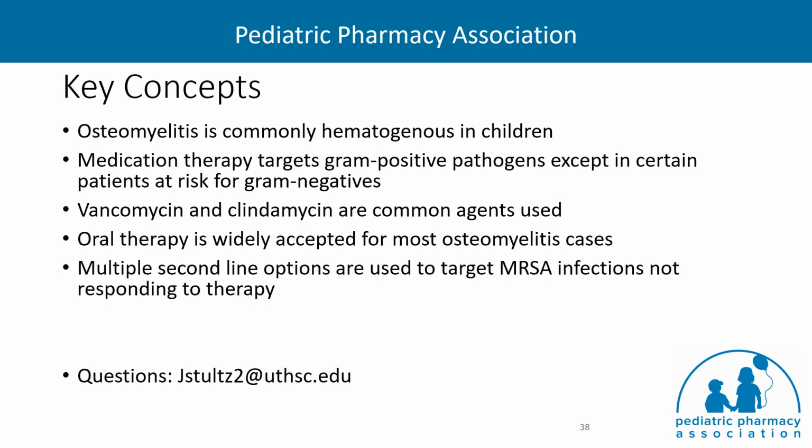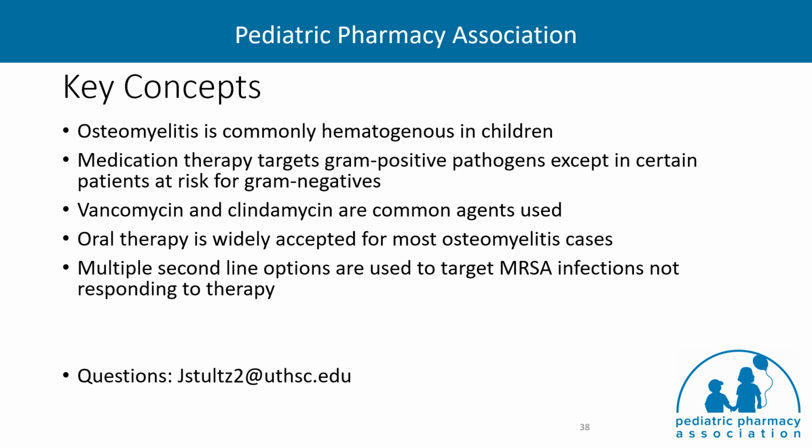So some key concepts to highlight: osteomyelitis is commonly hematogenous in children. Septic arthritis is also commonly believed to be hematogenous. And that's why the osteo guidelines are called acute hematogenous osteomyelitis. Medication therapy targets mainly gram-positive pathogens, except whenever you think your patient is in a scenario where they may have some sort of gram-negative or a different pathogen. Vancomycin is a commonly used agent, and cefazolin and cephalexin are also in there.